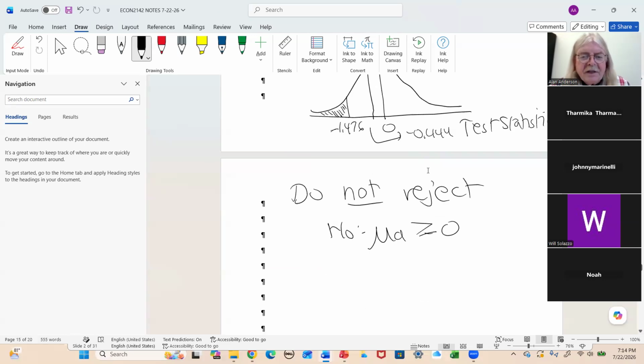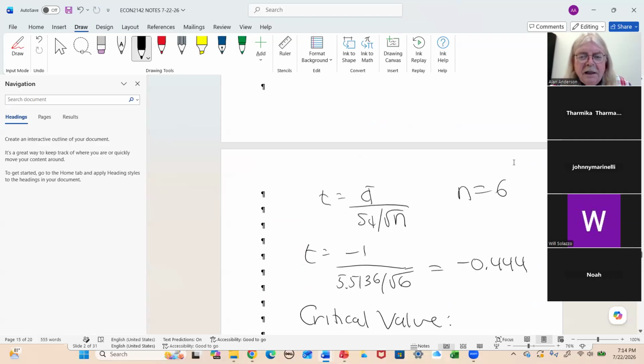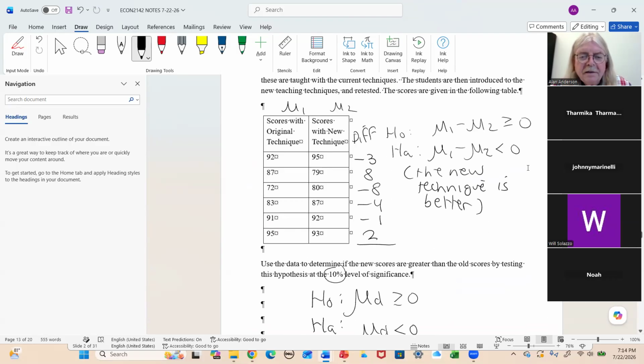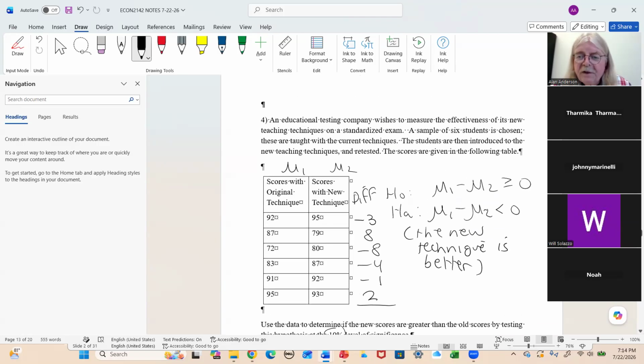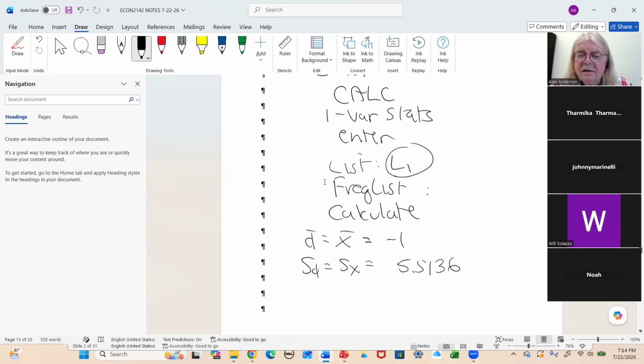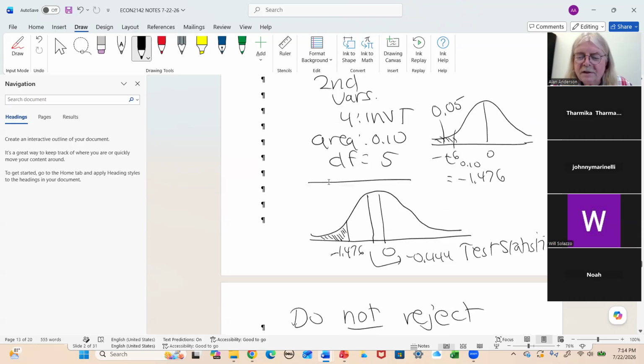By not being able to reject this null, that shows us that there is no valid proof that the new score is better, the new technique is better than the old one. Okay. Now, of course, it's possible too that other issues are involved, but that's what this means.